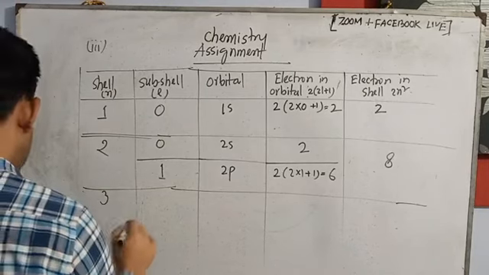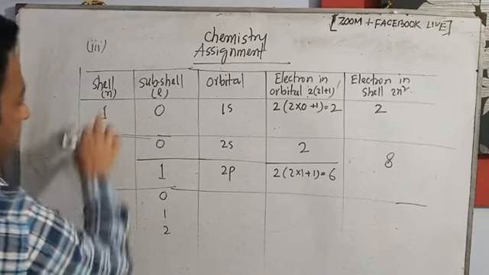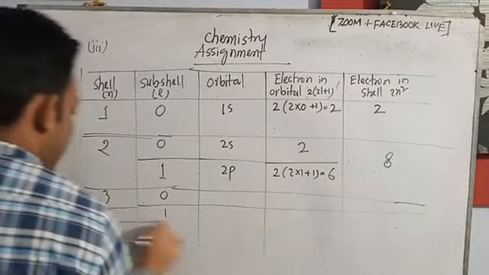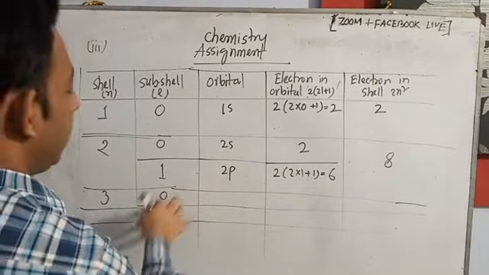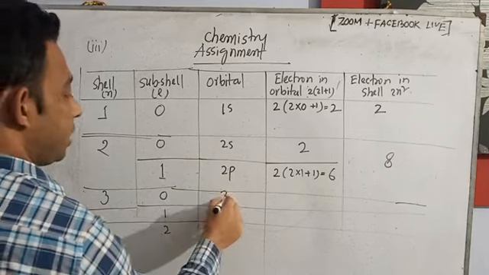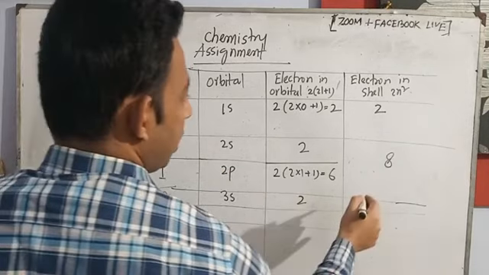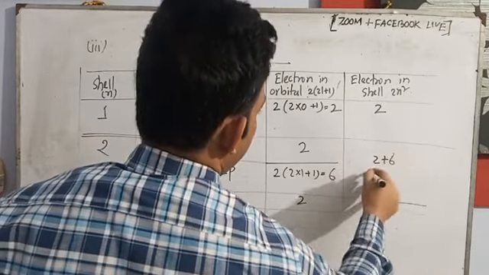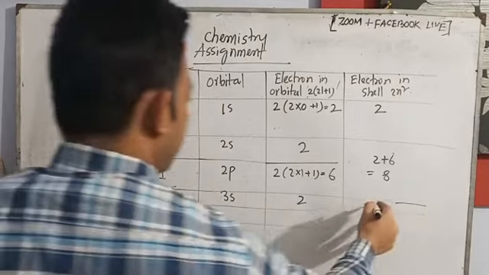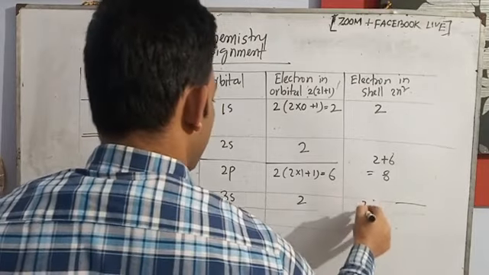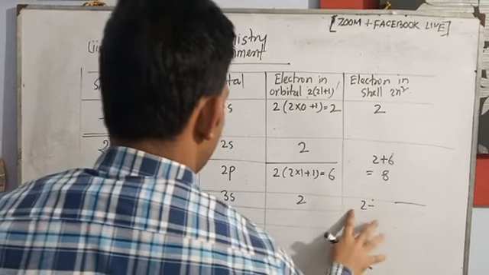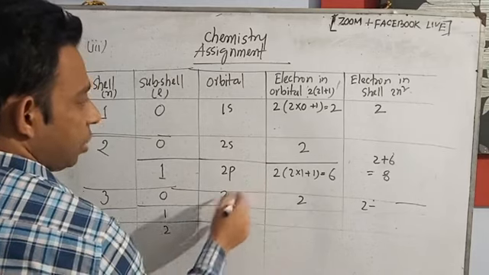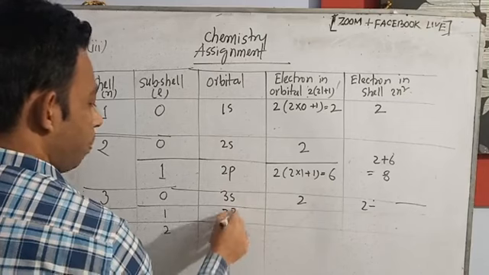Number third, 0 1 2, since n equal to 3, L equal to 0 1 2. So same way you can go through in there, 3s, s orbital, 2 electron in them. Here you can write 2 plus 6, 8, or directly if you write the 8, it is no matter. 1 for p orbital, s p d, this way it will go up, so 3p.